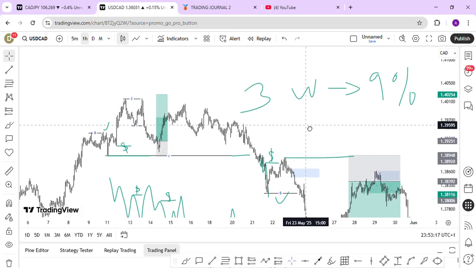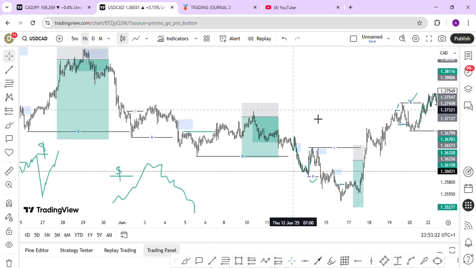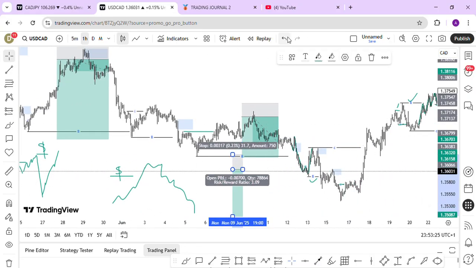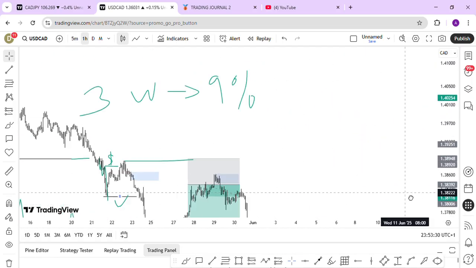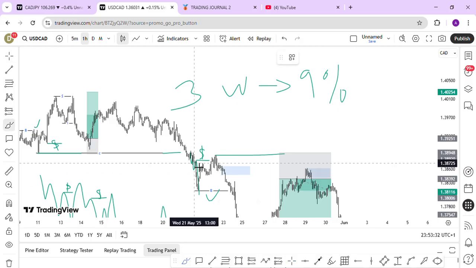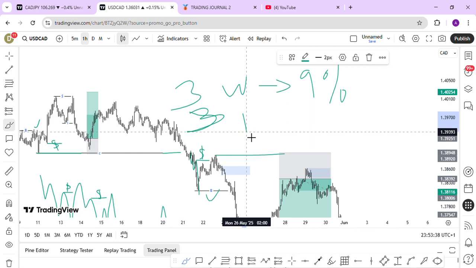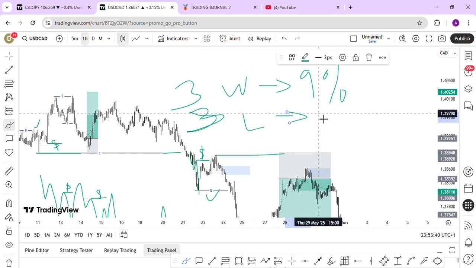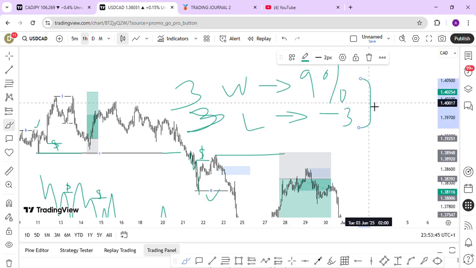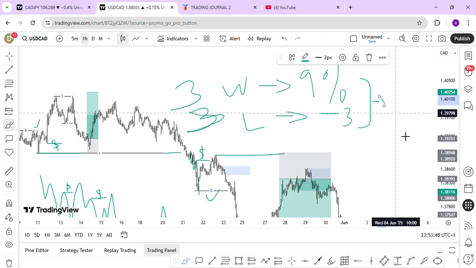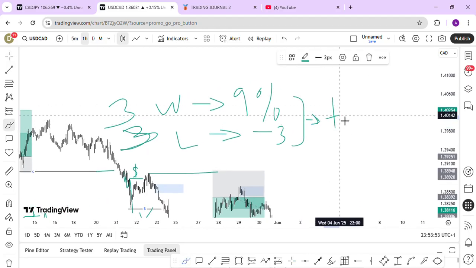How many losses do we have? We have a loss here, one SL, two SL, three SL. Yes, we have three SL. So we have 3 losses, then minus 3. So at the end of the day, we will still be plus what? Plus 6 overall, plus 6%.